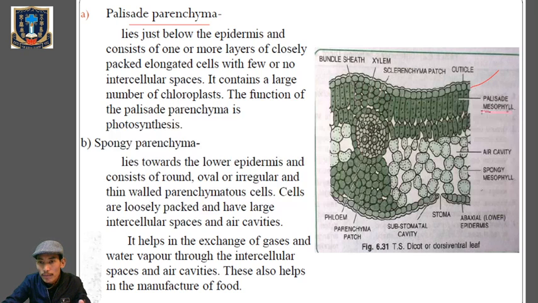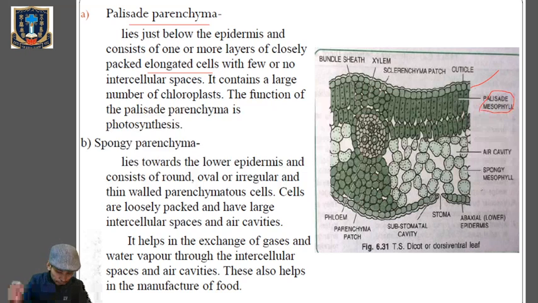You can see over here the palisade mesophyll, and this is the upper epidermis. So this palisade mesophyll is close to the upper epidermis. Okay, and cells of palisade mesophyll are generally elongated cells. Clear? And here we can find few or no intercellular spaces. That means the space between the two cells. So here the intercellular spaces may be few in number or may be absent, but it contains a large number of chloroplasts, and since it contains a large number of chloroplasts, it will help in the process of photosynthesis. And all of you know what is photosynthesis, right?